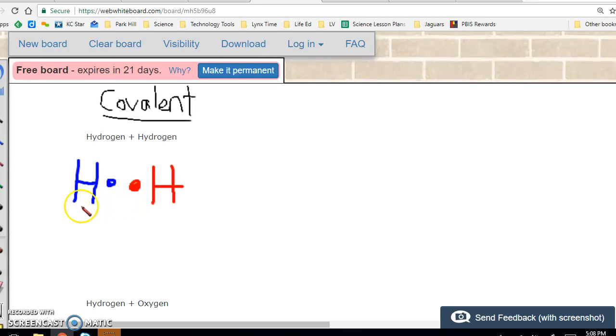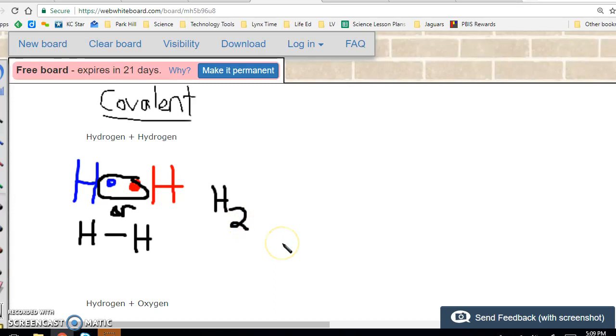To show that they are a covalent bond, we can show it like this, which is a circle around those two dots, which means that this hydrogen has two dots and this hydrogen has two valence electrons. Or you can show it like this, where you have a dash in between them, and that also shows that it is a shared pair of electrons. These both are the same. And this is how you find hydrogen when it's floating around. It's always as H2, two atoms of hydrogen that are bonded together.